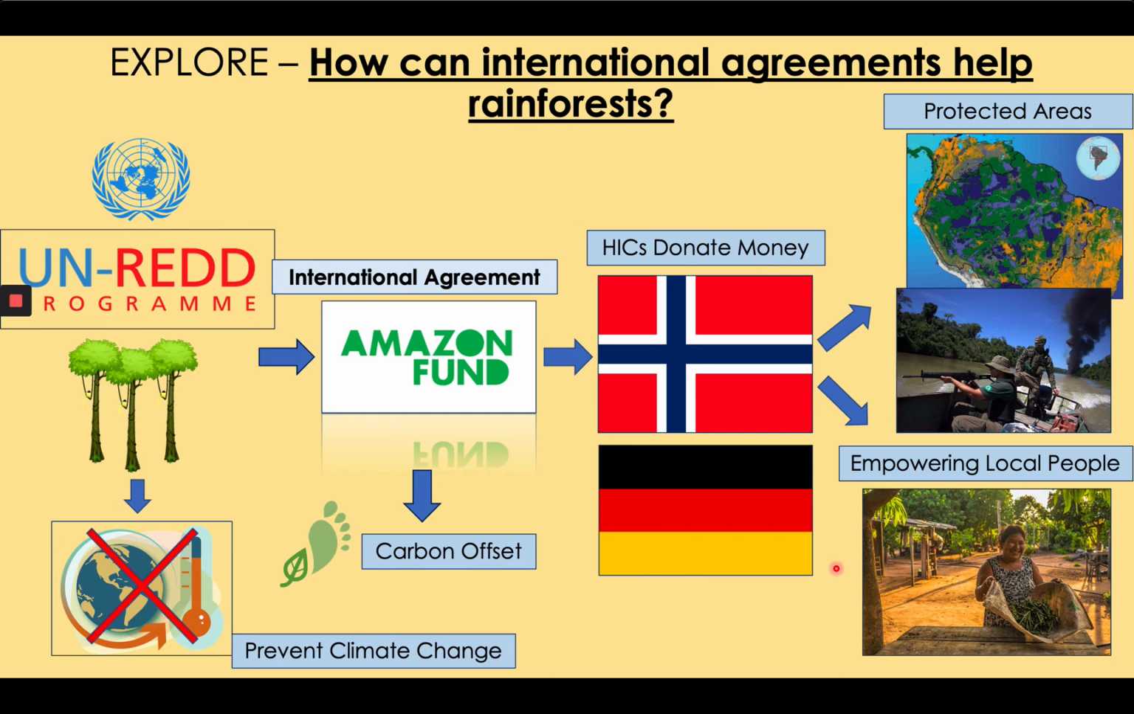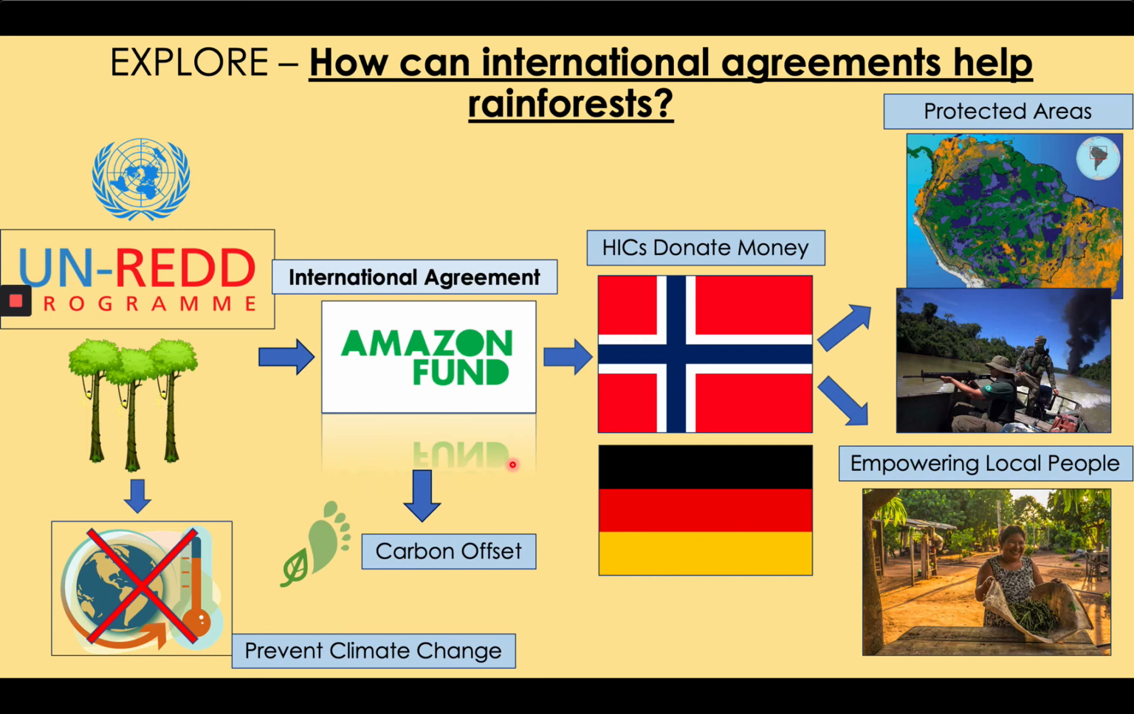Additionally, some of the money is used to train people in other skills, for example, different languages, and in tertiary sector jobs so that they can move to cities and reduce their need to cut down trees to make an income. The Amazon Fund is an example of an international agreement because it is a relationship between two countries, or more than two countries, to protect the ecosystem in one of those countries.